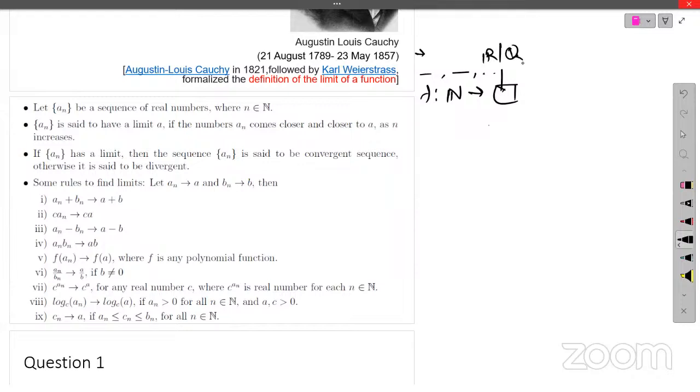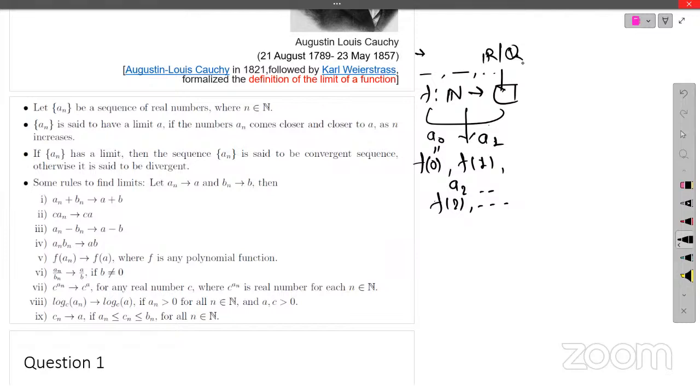Okay, so then using this function, you can actually extract one list, and that list will be containing the image points. Image points means the function value at 0, comma the function value at 1, comma the function value at 2, and so on, right? And these function values are also known as the terms of a sequence, and they are denoted by a0, a1, a2, and so on.